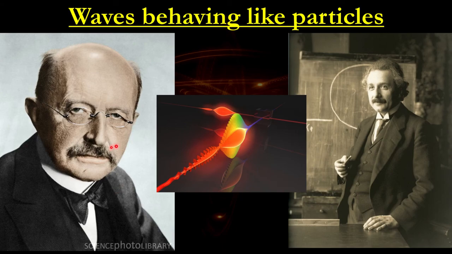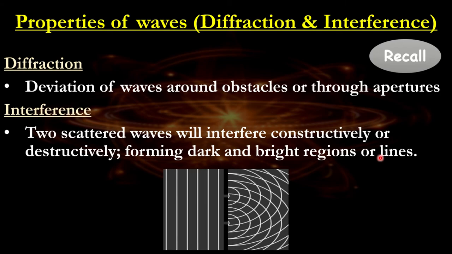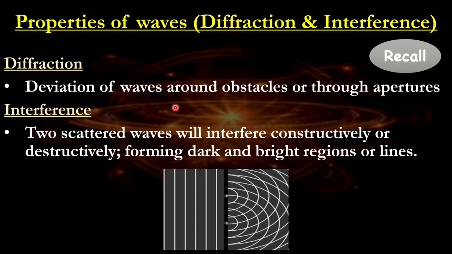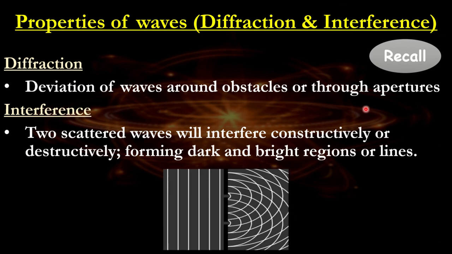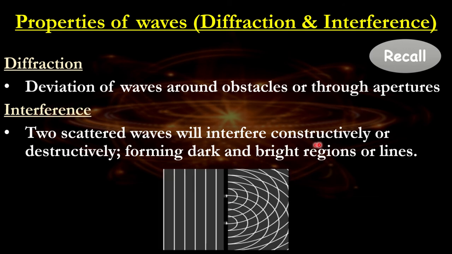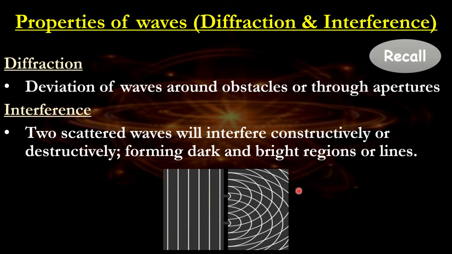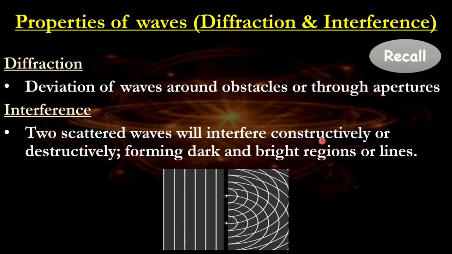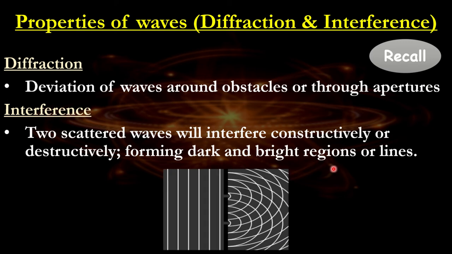Okay, so don't forget these two were the people who came up with the concept of quantized energy. So Max Planck with his work with blackbody radiation, and Einstein with his work in the photoelectric effect. Just before we begin, remember diffraction is when waves travel around different obstacles, and interference is when we have constructive or destructive interference. Interference is where light interferes constructively or destructively, forming dark and bright bands.